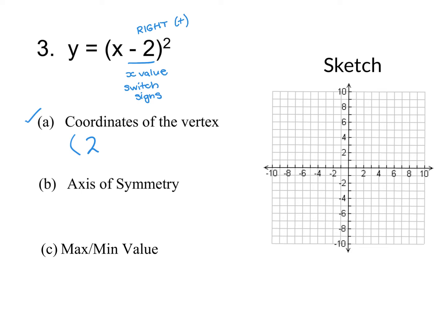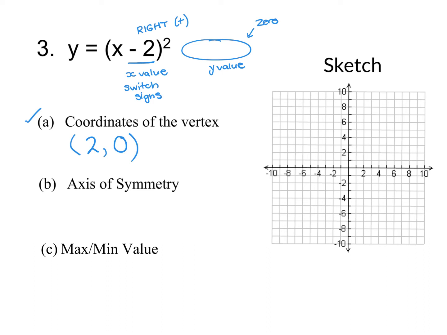Now let's find the y value of the vertex. But notice there's no number here by itself. So what is going to be our y value? When there's no number, it's actually a 0. So keep that in mind. So the y value of our vertex is actually a 0.